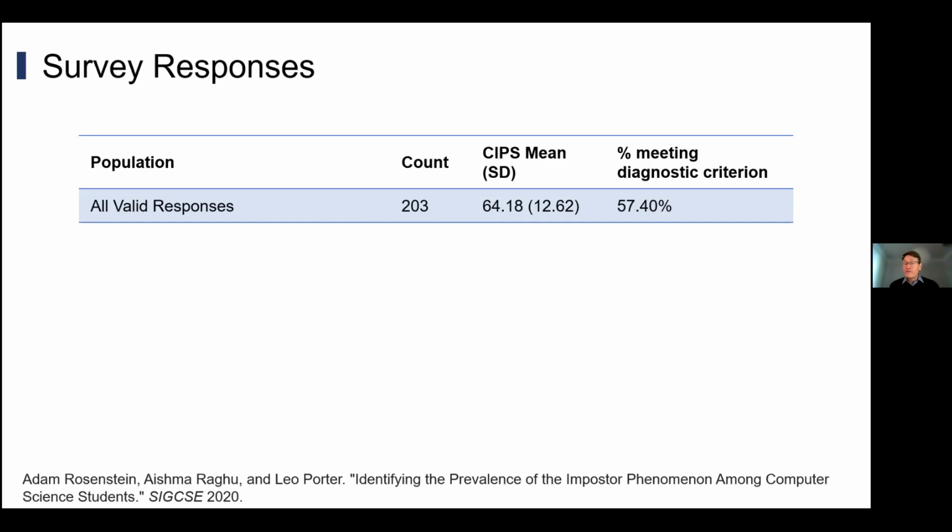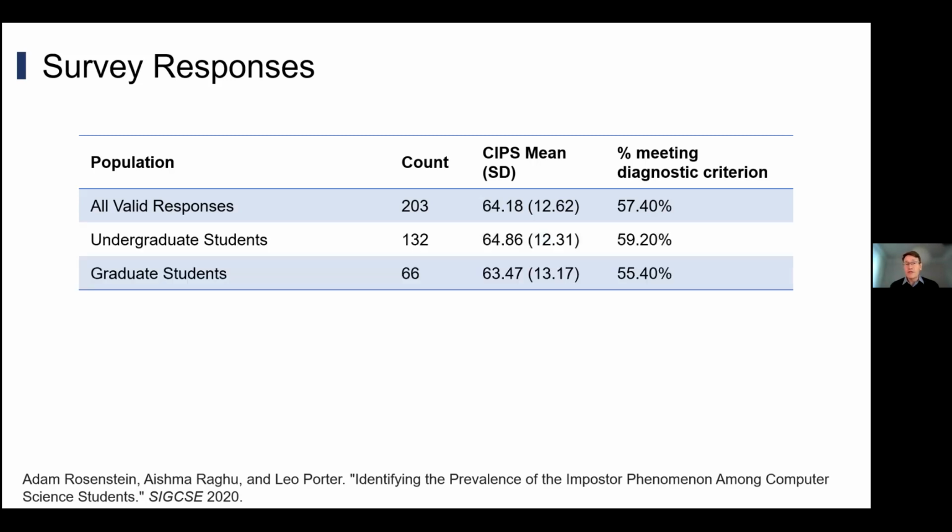Among all students, we found that 57% of the students actually met the diagnostic criteria for imposter phenomenon. That criteria is having a score on the CIPS of 62 or above. And that came from a, I want to say 1982 study that set that as the threshold. And this might seem like a lot of students. You're right. And let me get back to that. But let me first look at the subpopulations.